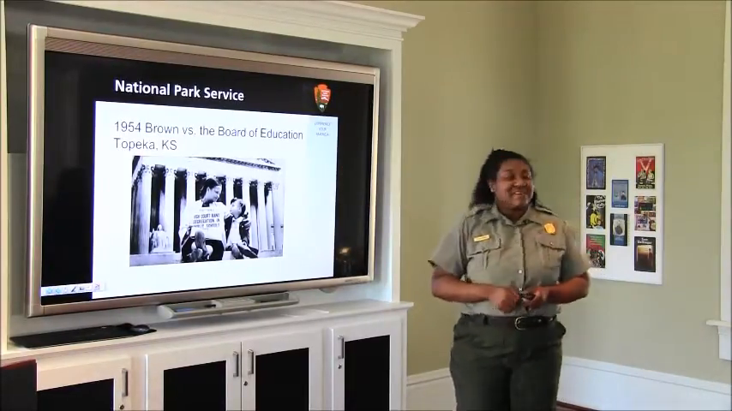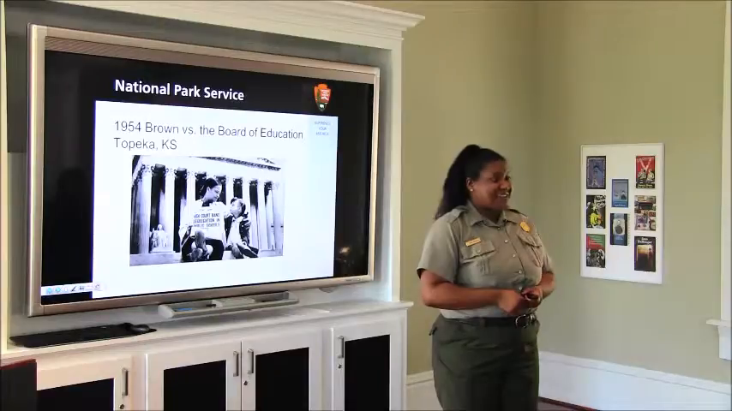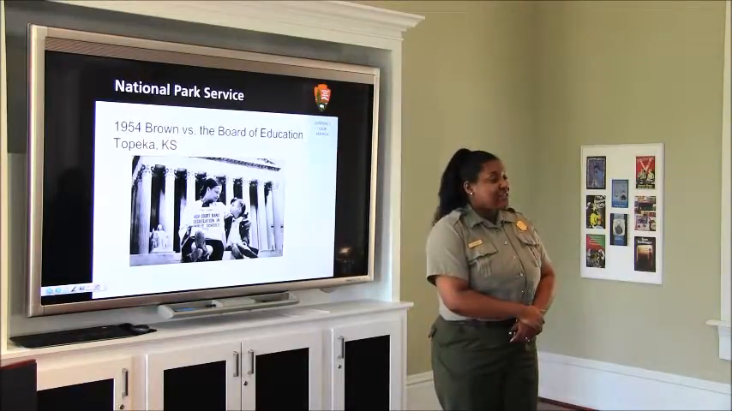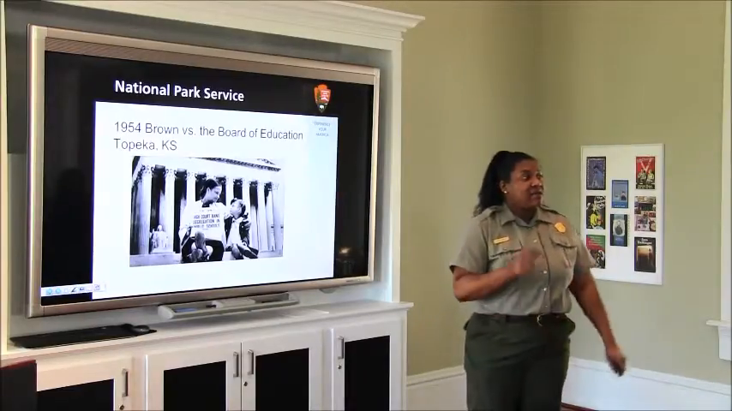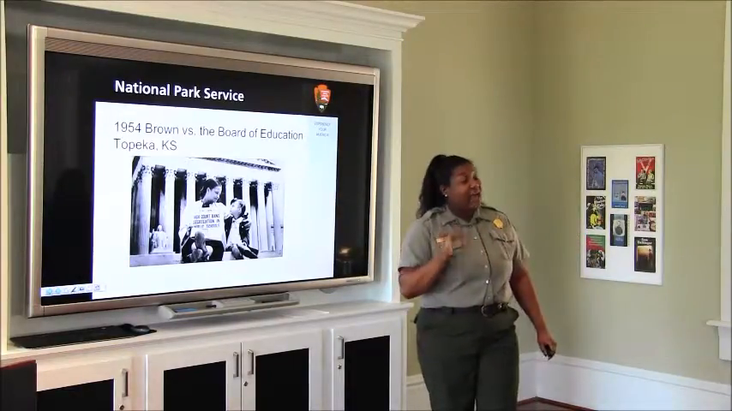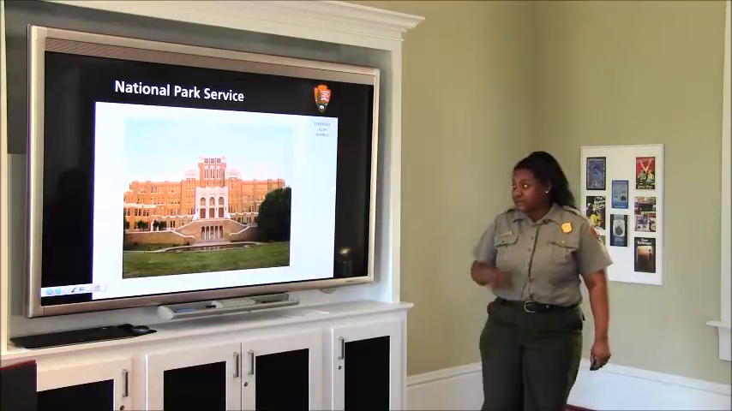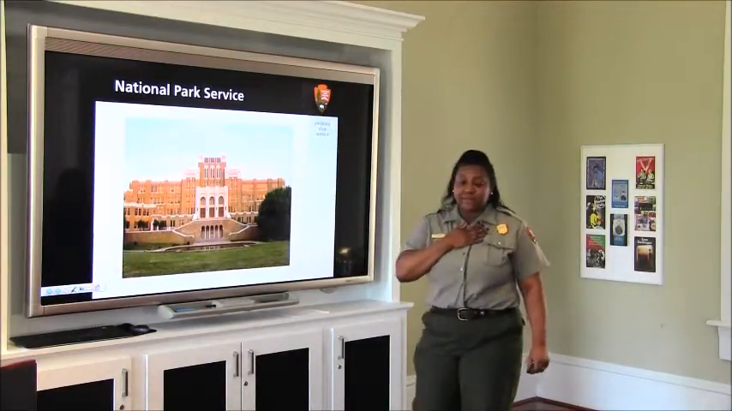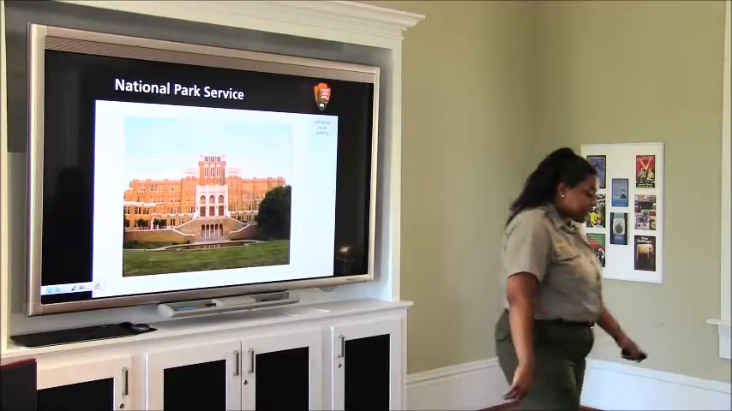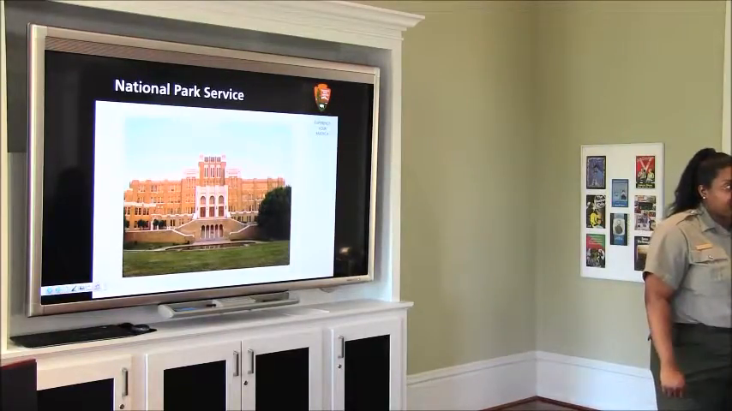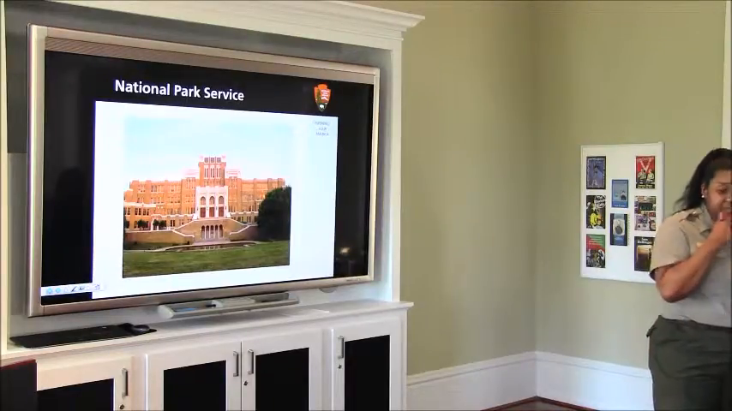Now, since separate but equal is not constitutional, this sends a shockwave across the country. Like I said, 17 states have laws that outlaw integrated schools in their states, and Arkansas is one of them. Now, we talk about Little Rock Central High School because Little Rock Central High School becomes the focal point of Brown versus the Board of Education.